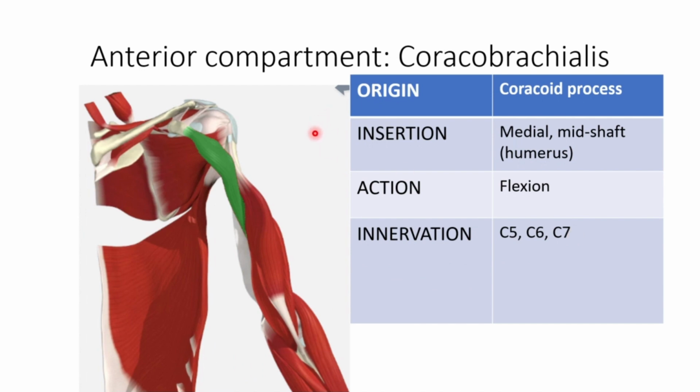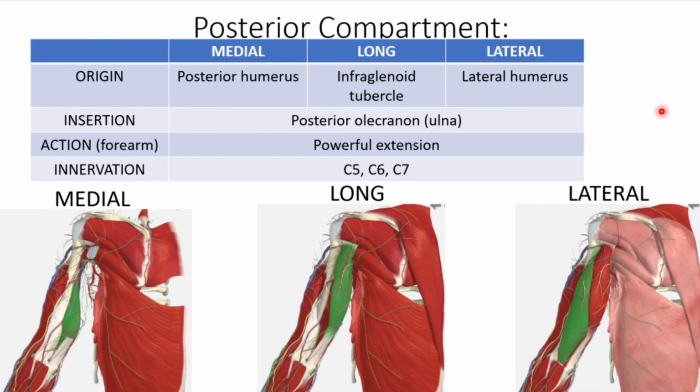The coracobrachialis muscle originates from the tip of the coracoid process of the scapula, medial to the short head of the biceps. Its distal attachment is the medial aspect of the mid-shaft of the humerus. The coracobrachialis' nerve supply is the musculocutaneous nerve derived from C5, C6, and C7. The coracobrachialis acts to flex the arm forward and medially. The previous three muscles were located in the anterior compartment of the arm.